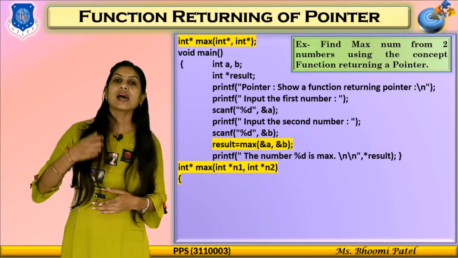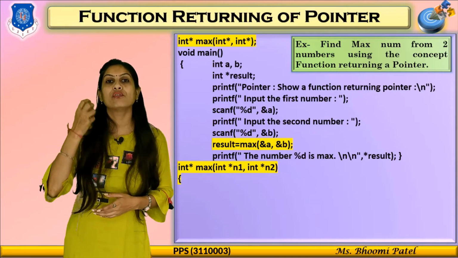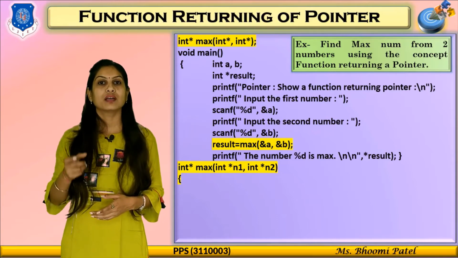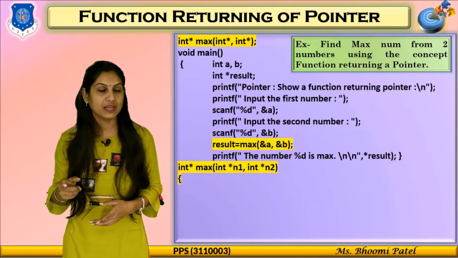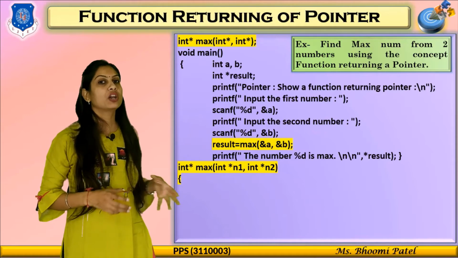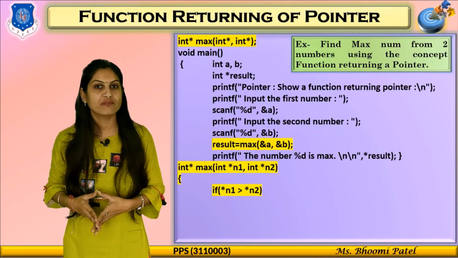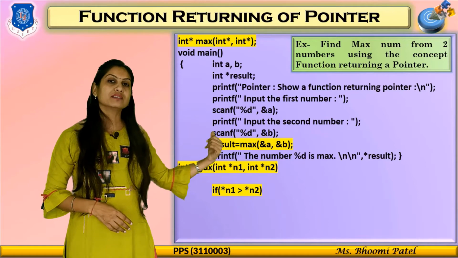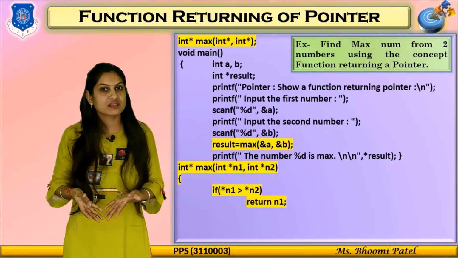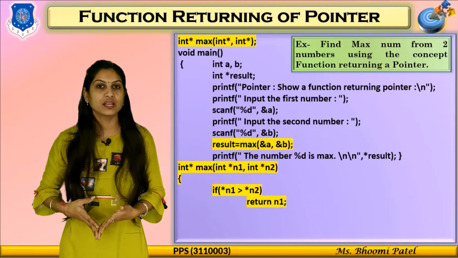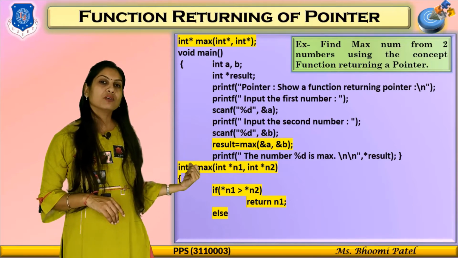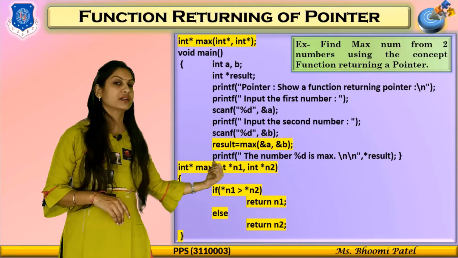So star n1 means the value at the address of A, and star n2 means the value at the address of B, that we are discussing in our next slide. Now after that we are putting the logic, that is maximum. How can we find it? If star n1 is greater than star n2, then our answer is n1, so we have to return n1. If this condition is false, then we jump to the else part and return n2.